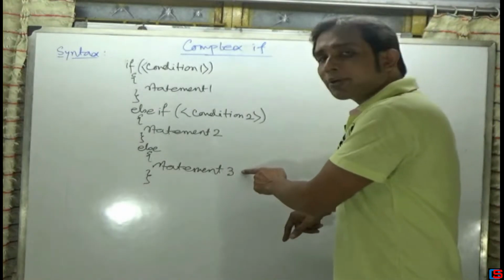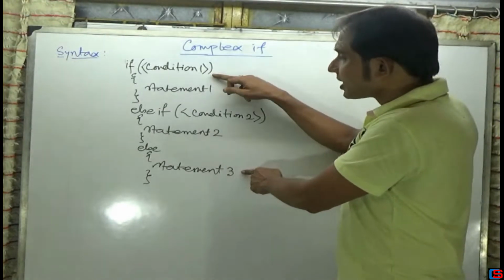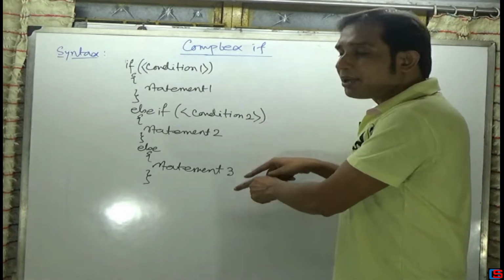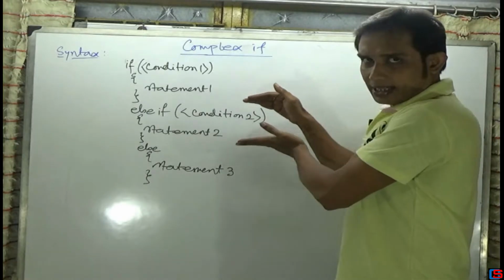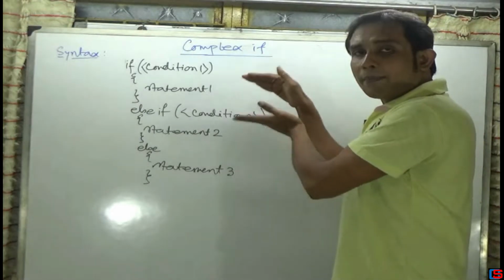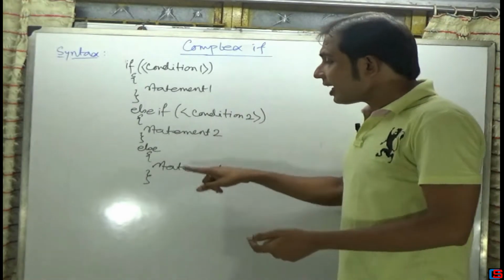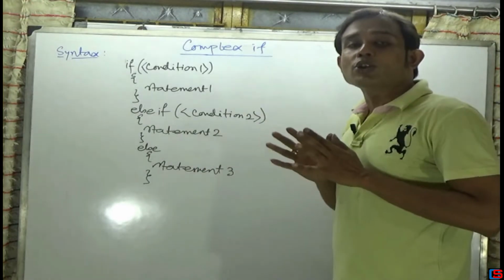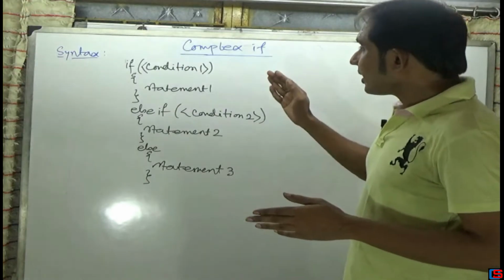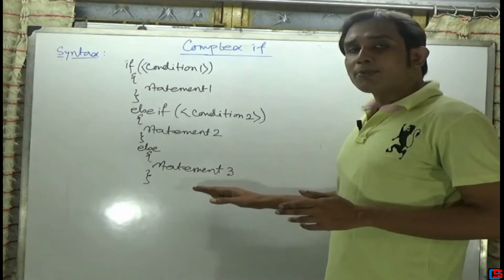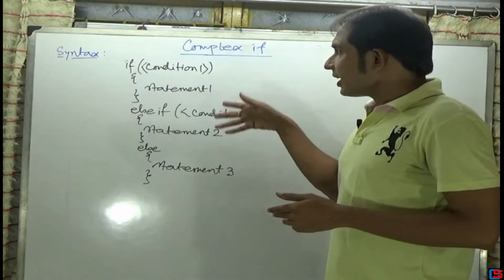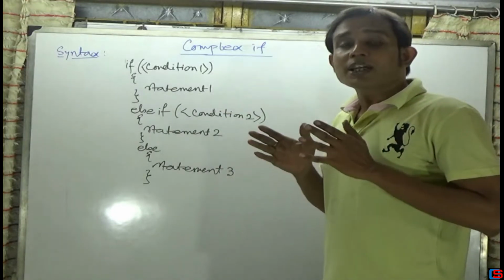So statement 3 executes when the condition 1 becomes false and condition 2 becomes false, that means all the conditions written in the complex if become false, then the else block of the complex if statement is going to execute. So in case of complex if, the else block only executes when all conditions written in the complex if statement become false.